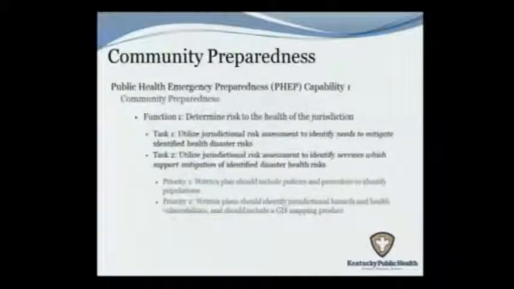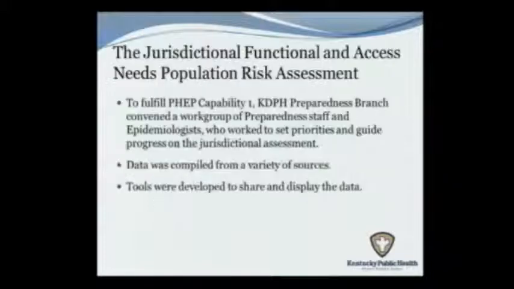For those of you who are familiar with preparedness, you may know that CDC has 15 Public Health Emergency Preparedness capabilities. And on this slide, I just want to point out a couple of things. PHEP capability 1 is community preparedness. The capabilities have different functions, tasks, and priorities, but what I want to point out is that in capability 1, we are tasked with determining the risks to the health of the jurisdiction and then supporting mitigation of those risks. So that's the background for where this all came from.